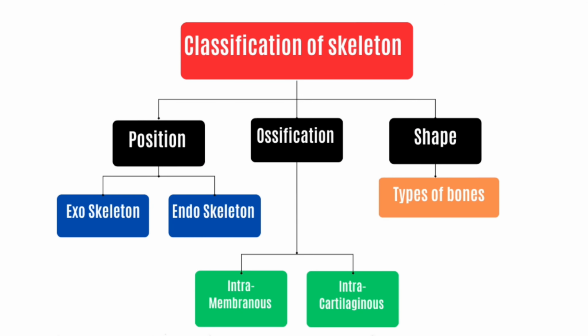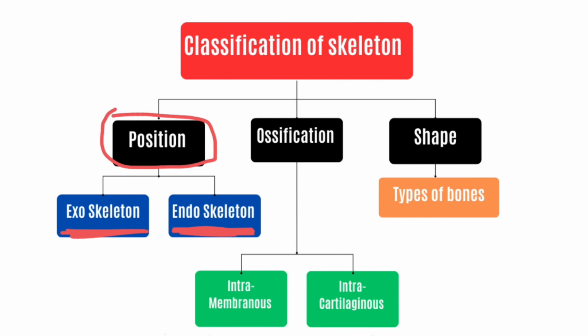Hi everyone. Today's lecture is about the classification of the skeleton. We classify our skeleton according to the position of bones in our body. We have the exoskeleton, where exo means external, and we have the endoskeleton, which means the internal skeleton.